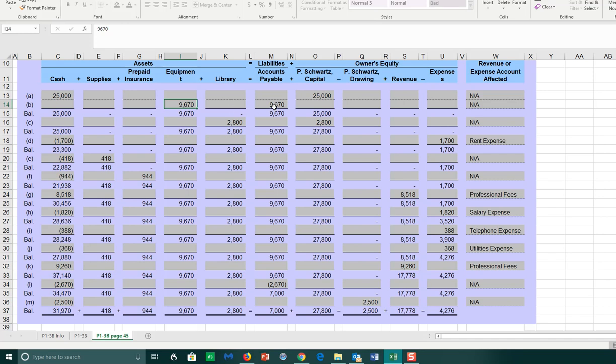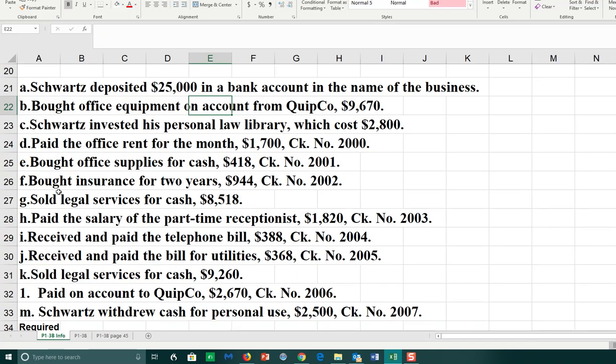And since we purchased it on credit or on account, we show that there is an increase in our liabilities for $9,670. By the way, do not focus on the balancing or the equality of the equation. That will take care of itself if you correctly record the transaction. So I'm not going to do the review of the equality of the equation each time we record a transaction. Let's move on to the third transaction, which is C.